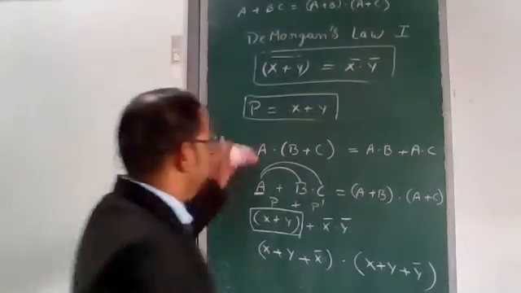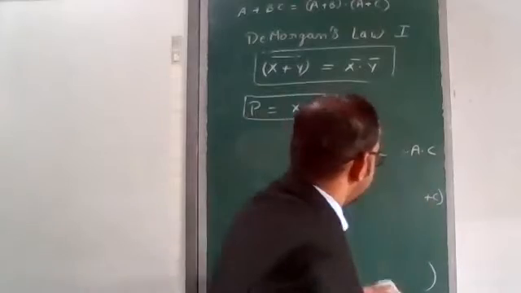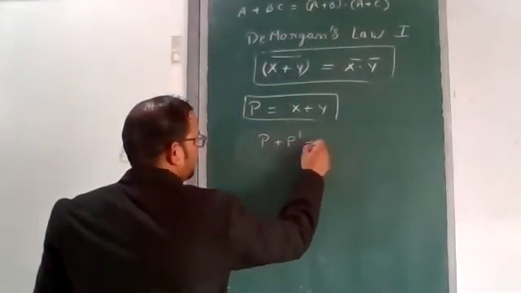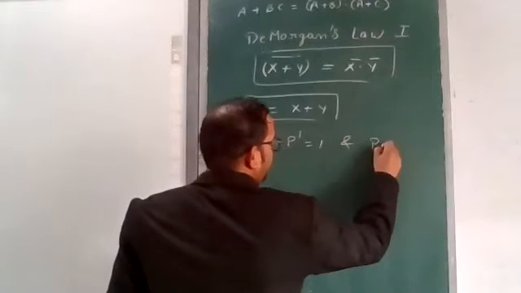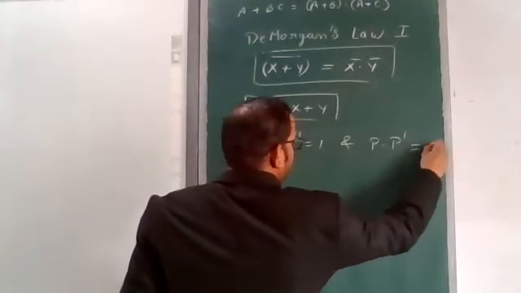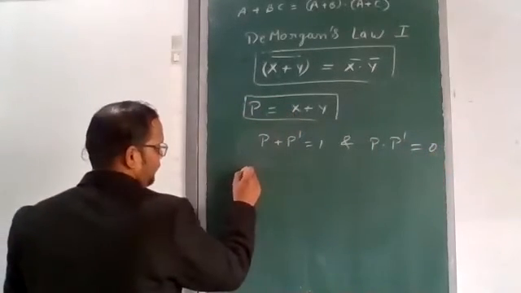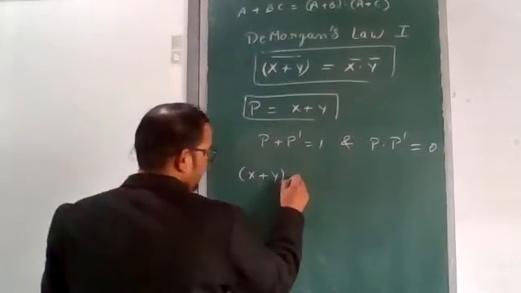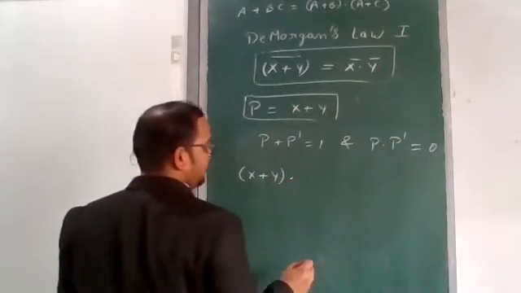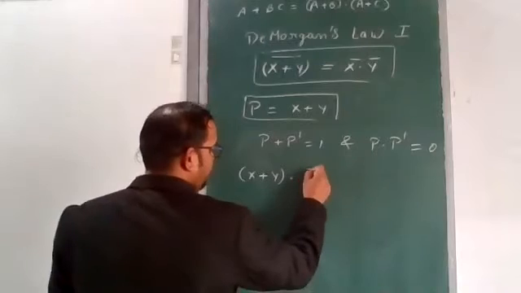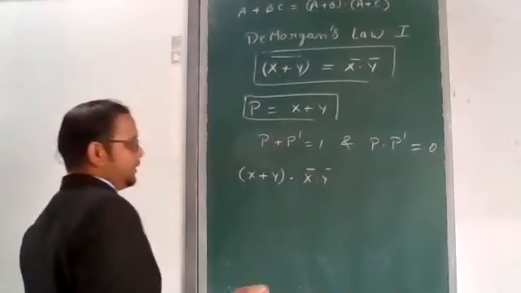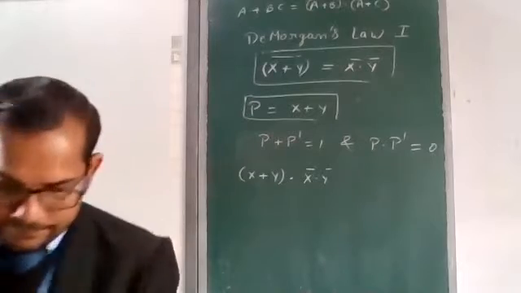If you want to solve its second part, this time we have proved P plus P complement equals 1. Now we want to prove P dot P complement equals 0. We know the value of P is X plus Y, and P complement is X complement dot Y complement. Clear?